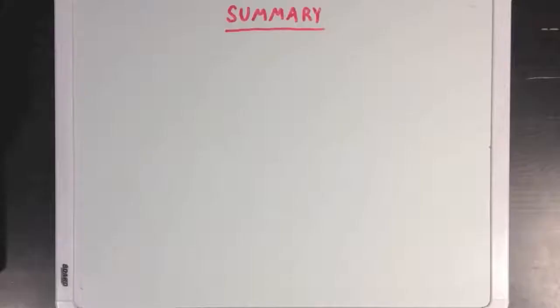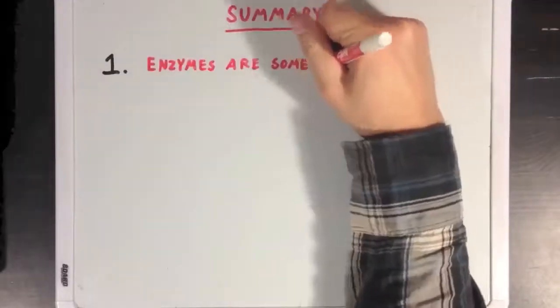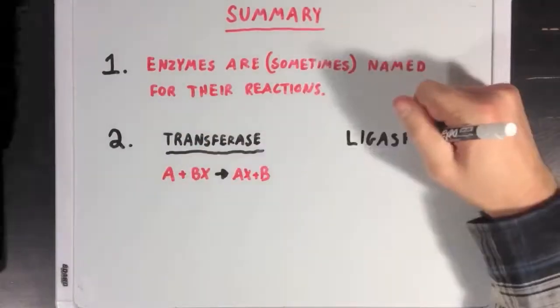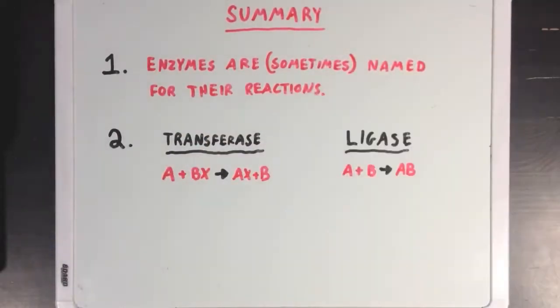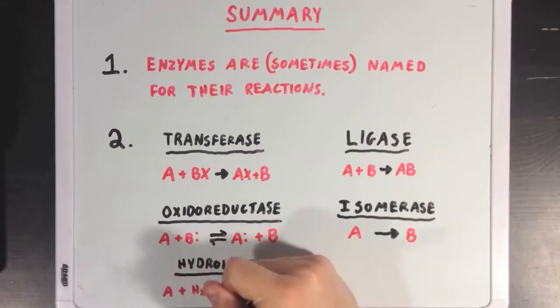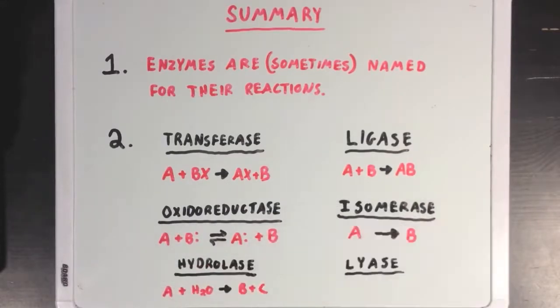So, what did we learn? Well, first we learned that enzymes are sometimes named for their reactions. And next we learned about the 6 different types of enzymes. We have transferases, which transfer functional groups from one molecule to another, ligases, which ligate or join two molecules together, oxidoreductases, which move electrons between molecules, isomerases, which convert a molecule from one isomer to another, hydrolases, which break bonds using water, and lyases, which break bonds without using water and without using oxidation.